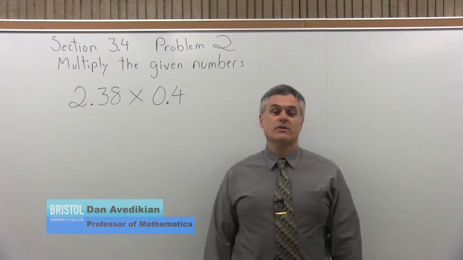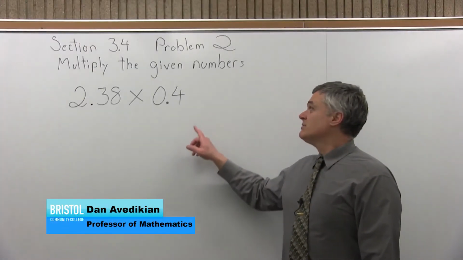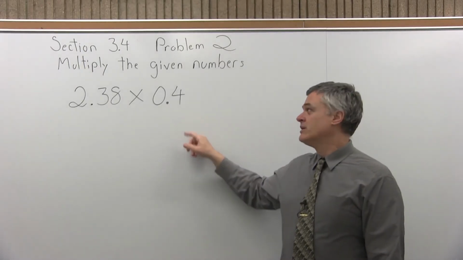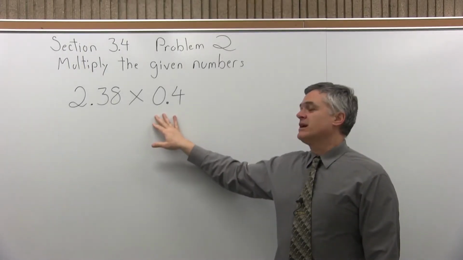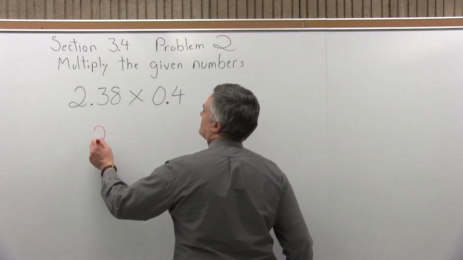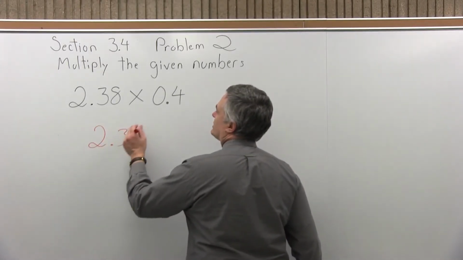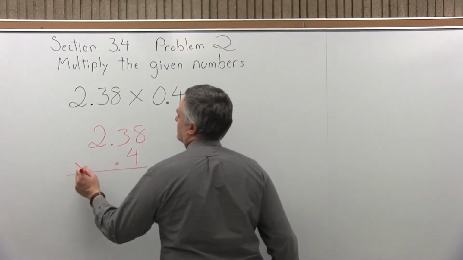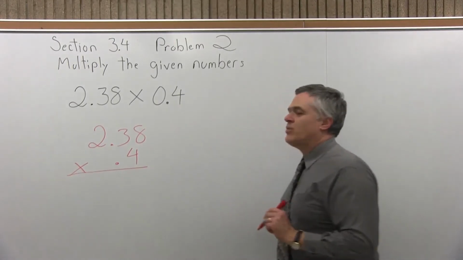This is Section 3.4, Problem 2. It says multiply the given numbers, 2.38 times 0.4. So if you can use a calculator to multiply this, just enter it and see what you get. But if you cannot use a calculator to do this multiplication, I prefer to write it in the vertical format, like this, 2.38 times 0.4.